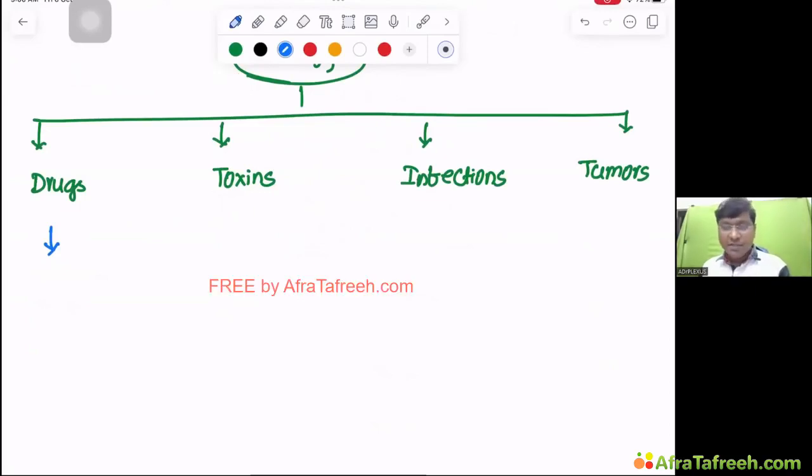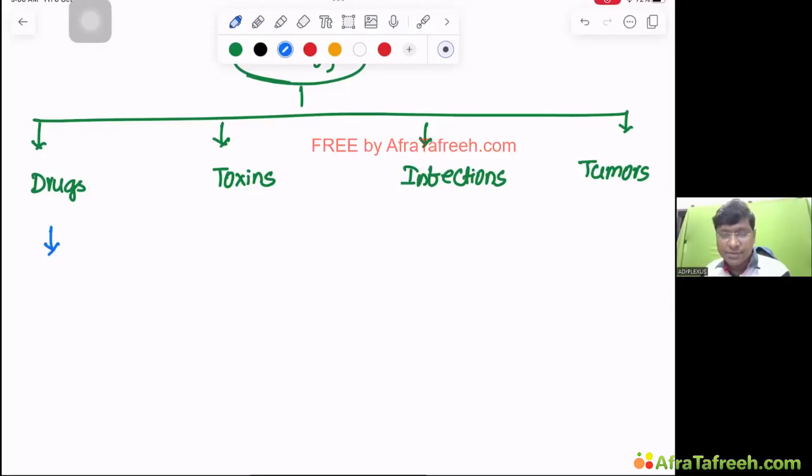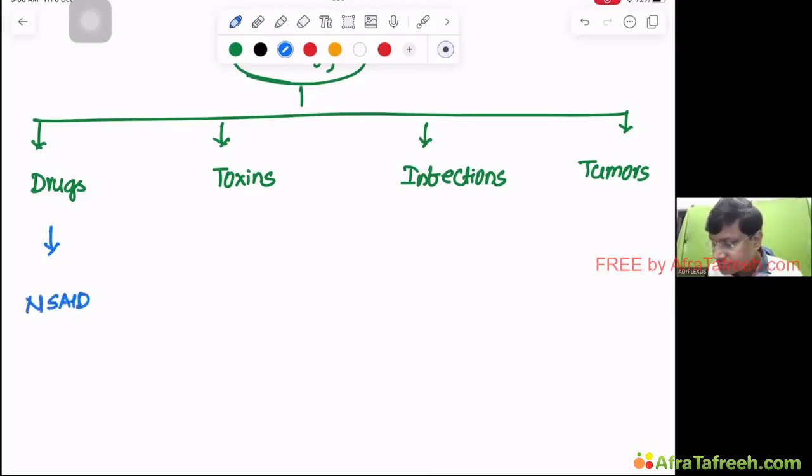What is that particular group of drugs which will cause renal papillary necrosis? Anyone? Very good, Jacob. That is NSAIDs. Even they also cause minimal change disease as well.